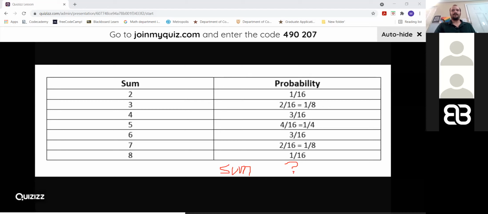One and 2 and 3 and 4 and 3 and 2 and 1. If I add those all up, what do they add up to? Wait, so we're just adding all the numerators up, right? Basically, yeah. What are those going to sum up to? What should they sum up to?